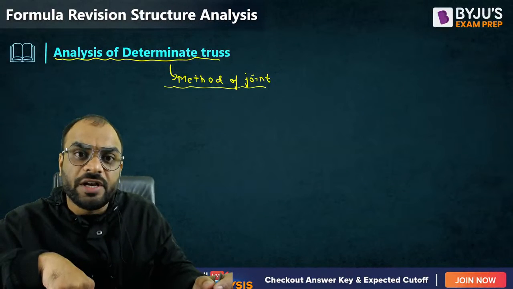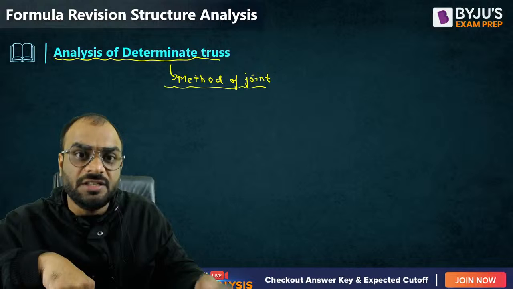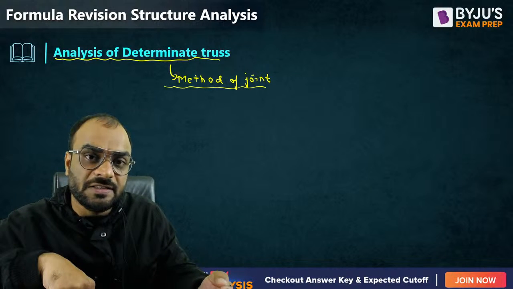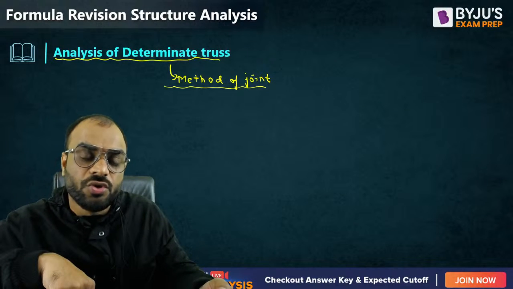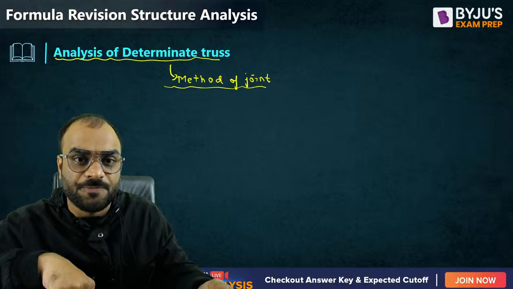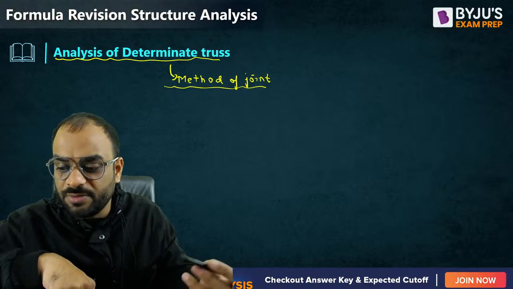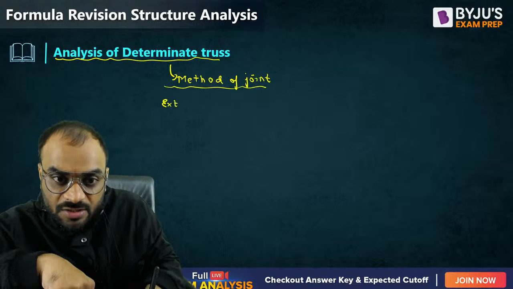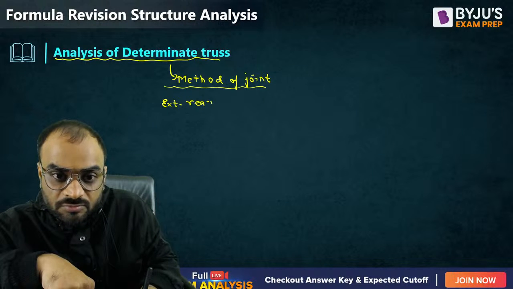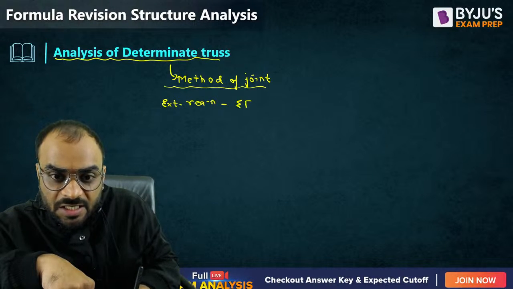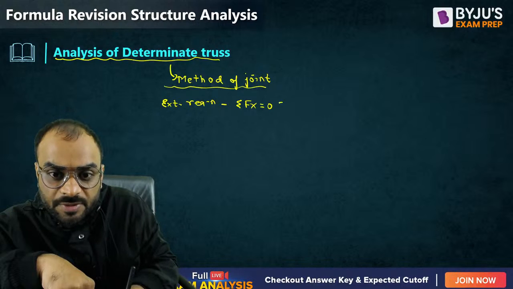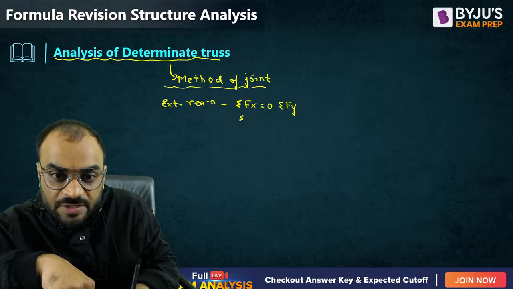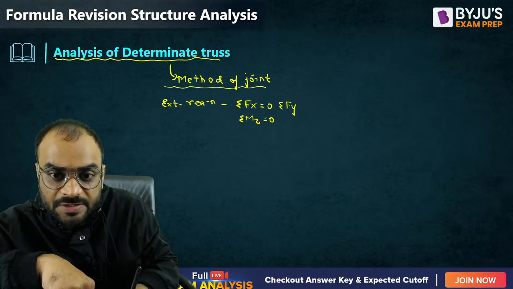Basically two, to find out the internal reaction in each and every member. And how many static equilibrium equations are required to find out the external support reaction? 3: summation Fx = 0, summation Fy = 0 and summation Mz = 0. So for external reaction, 3 static equilibrium equations should be used: summation Fx = 0, summation Fy = 0 and summation Mz = 0.